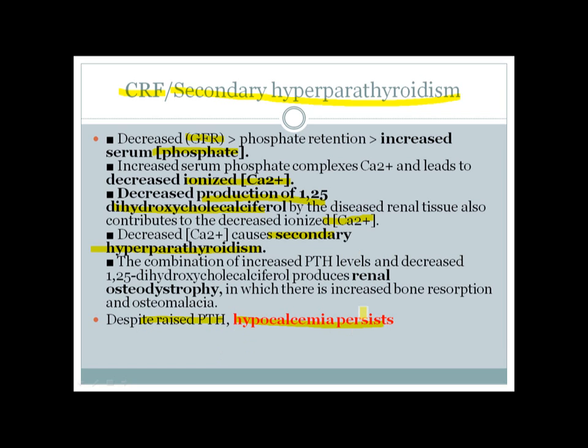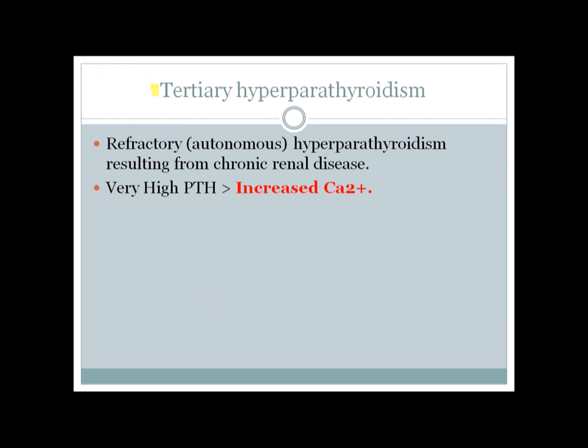And the decreased amount of active vitamin D and increased parathyroid hormone has a detrimental effect on bones, which is called renal osteodystrophy, where there is increased bone resorption and osteomalacia. Tertiary hyperparathyroidism is a condition which occurs in severe cases where there is refractory hyperparathyroidism resulting from CRF or chronic renal disease. And here there is very high PTH, which results in increased serum calcium level.